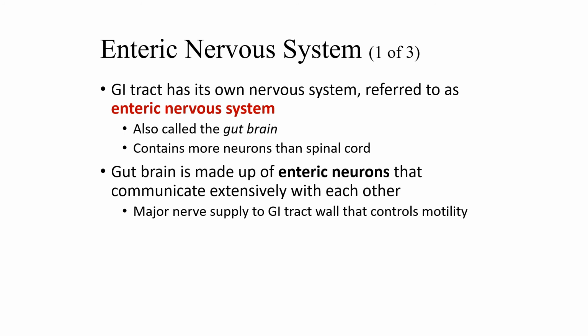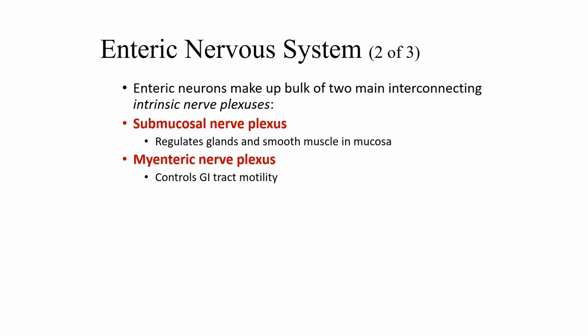So the last part of this lecture is how is the digestive system controlled. The digestive system has its own nervous system called the enteric nervous system, and this nervous system basically has more neurons in it than the spinal cord does. There are two basic connecting plexus, the submucosal nerve plexus, which regulates the glands and the smooth muscle, and then the myenteric nerve plexus, which controls the GI tract motility. So the myenteric is going to be associated with the muscularis.